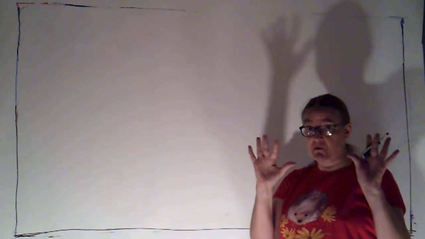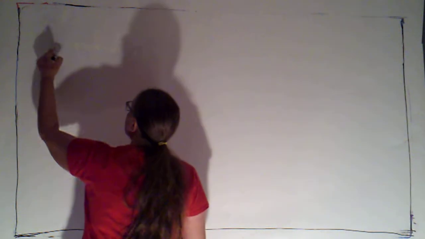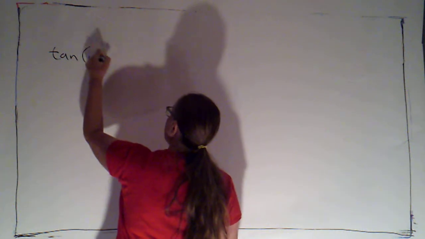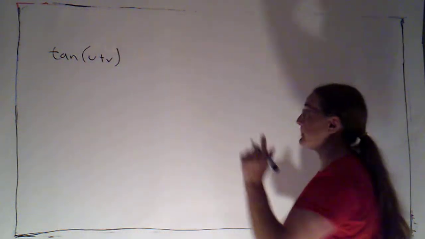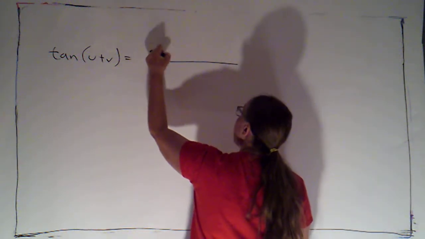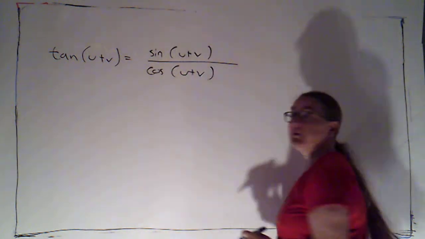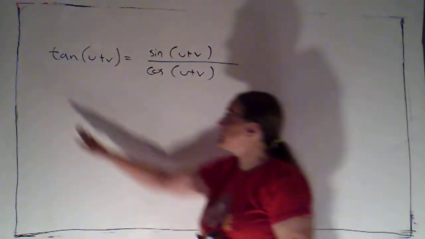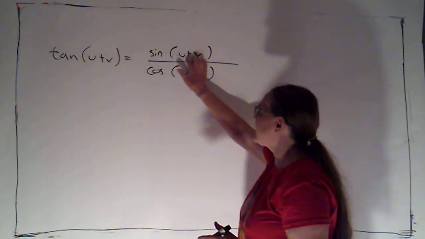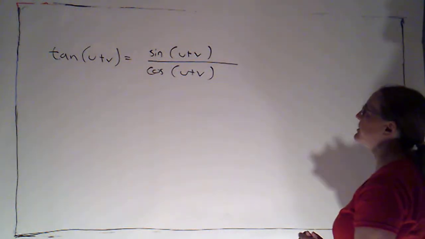I'm fine if you memorize, on purpose or accidentally, the sum and difference formulas for tangent. But I will hold you responsible for being able to derive them, which is what we're about to do. So if I want to find tangent of u plus v, I'm going to just use my quotient identity. I know that that is sine of u plus v over cosine of u plus v. Doesn't matter what the argument is, tangent of something is sine of something over cosine of something. And that something is what we call the argument. That's the input to our trig function.